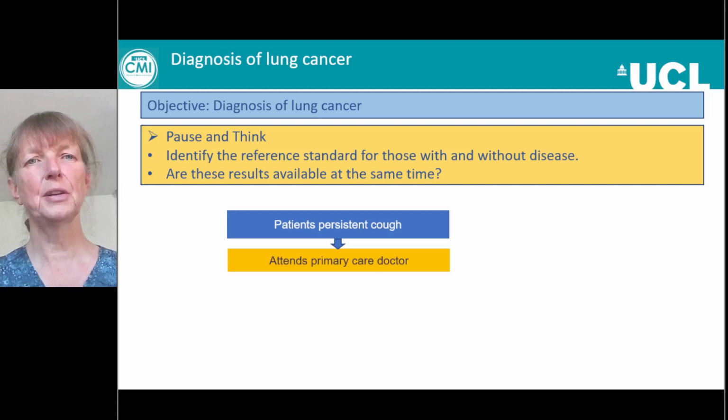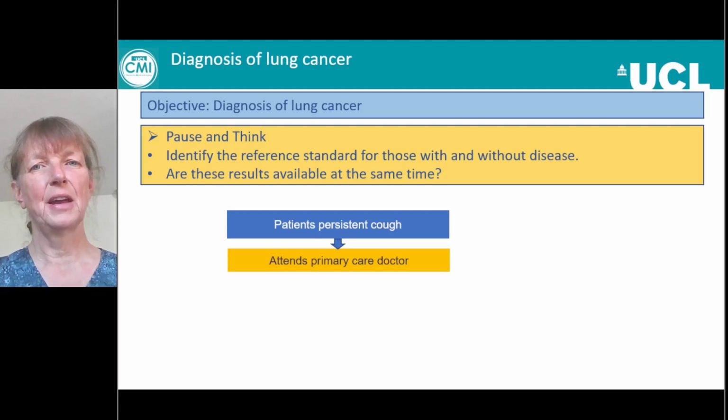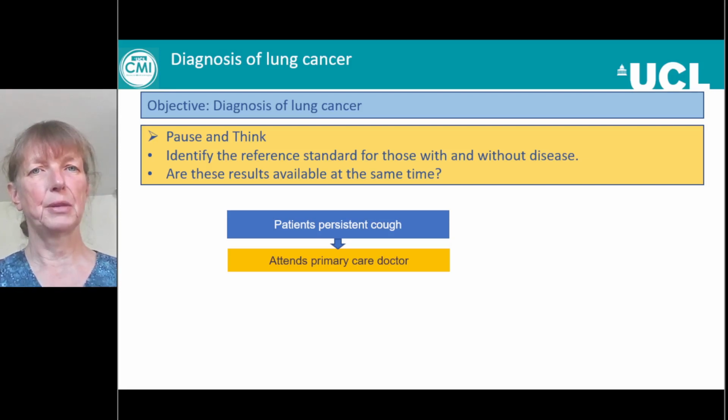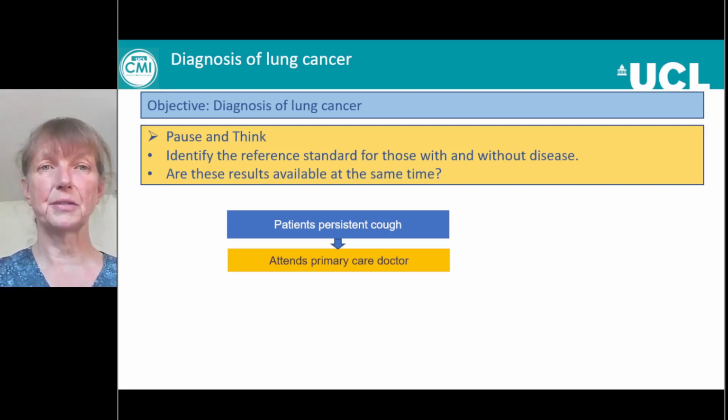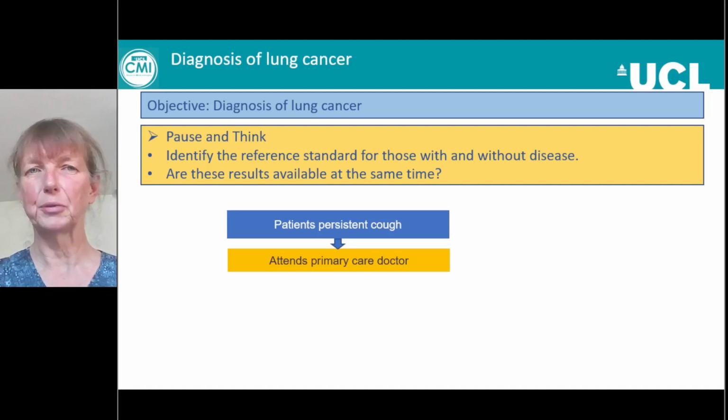The other thing I want you to think about is whether the results for the reference standards are available at the same time in people with and without disease. Maybe there's some results that are available at different times in some people. Maybe there's results available at multiple times, both within people with and without disease. Again, that sort of thing can lead to bias, and I want you to be alert to pick that out and notice it when you're reading studies.